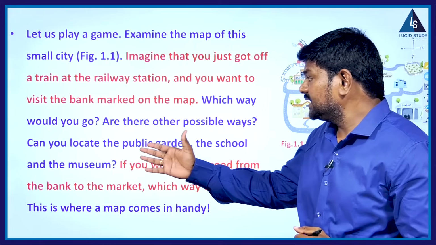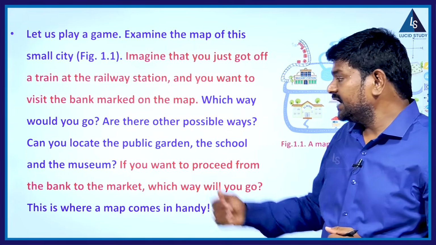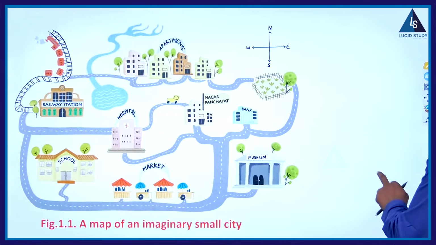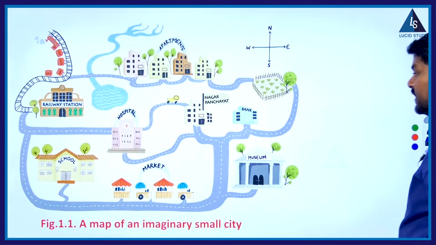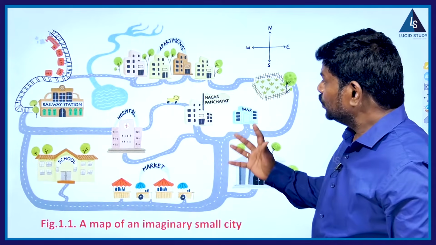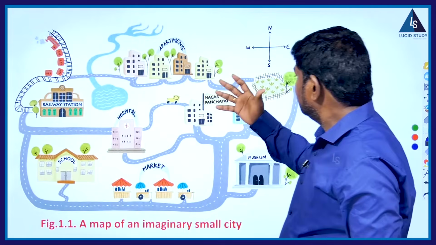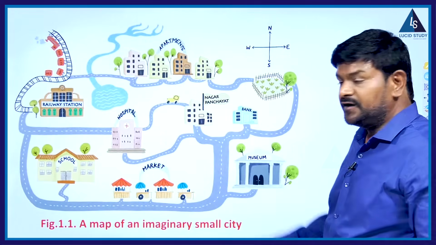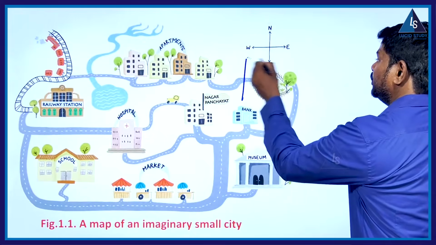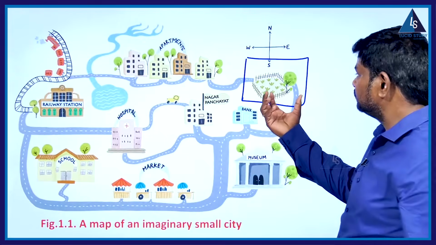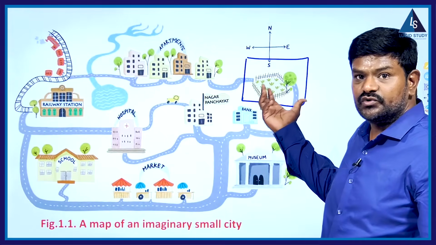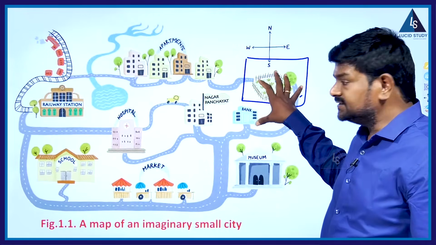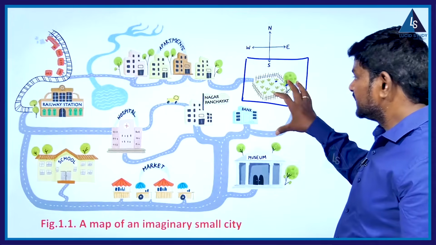Now, can you locate the public garden, the school, and the museum? Let us see. Where is the public garden? There is no such mention of a public garden here, but definitely this one is going to be the public garden. Why? Because there are small plants and trees present here, and it is green in color. So definitely this is the public garden.